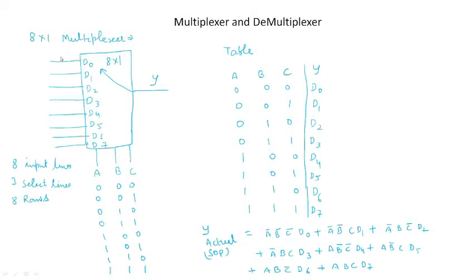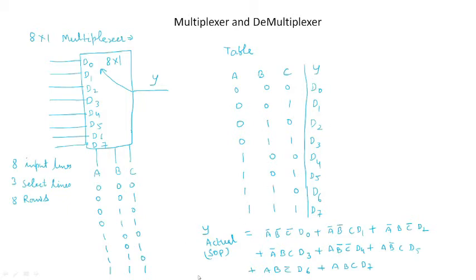Here you can see that there are 8 input lines, and so there will be 3 select lines, and these 3 select lines will have 8 rows, which can be written as the decimal numbers 0 to 7. So these will be 000, 001, 010, 011, 100, 101, 110, 111. So here we can make a truth table. A, B, C are the input variables here, and Y is the output, but it is not the actual output.